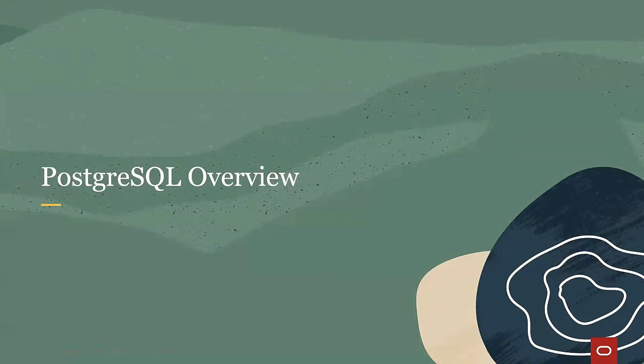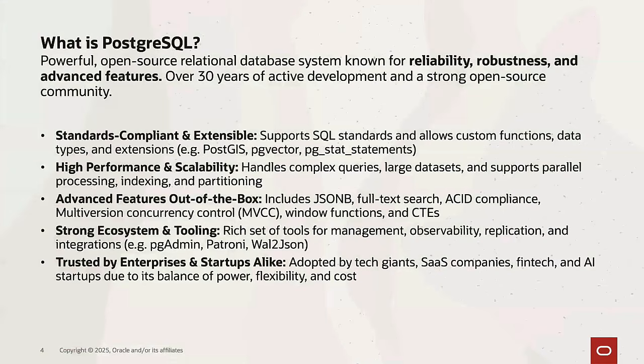First, I wanted to just talk about Postgres as a database. So what is Postgres? It's a powerful open source relational database. It's known for reliability, robustness, and advanced features. It's had 30 years of active development, so it's been around for some time. It has a strong open source community, and there's a host of reasons why customers choose it.